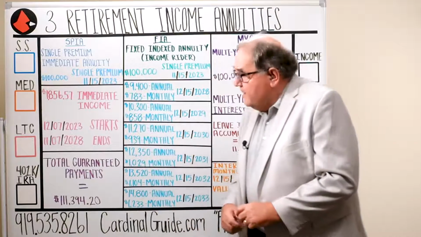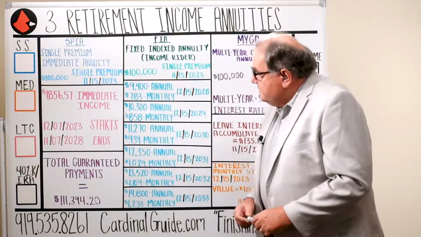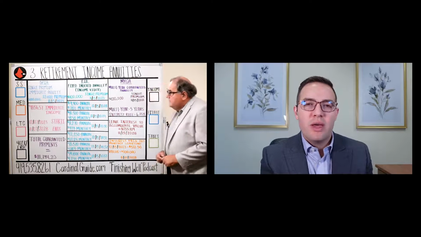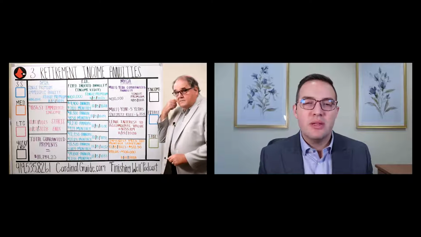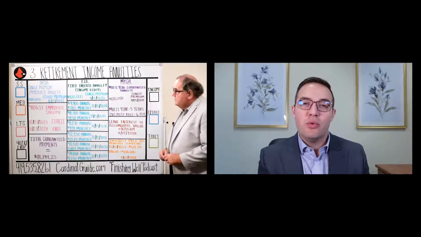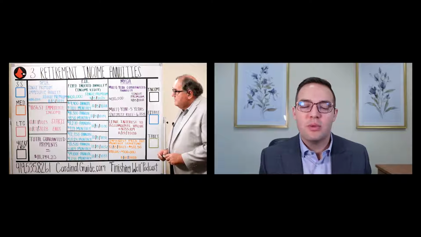I want to bring Tom on, and Tom's going to share a few things about this. Yeah, I think Hans was exactly right. We oftentimes will use this type of annuity when we have a defined period of time that we need to create an income, and we want to remove the market risk. We had a video a couple of weeks ago on sequence of returns risk.